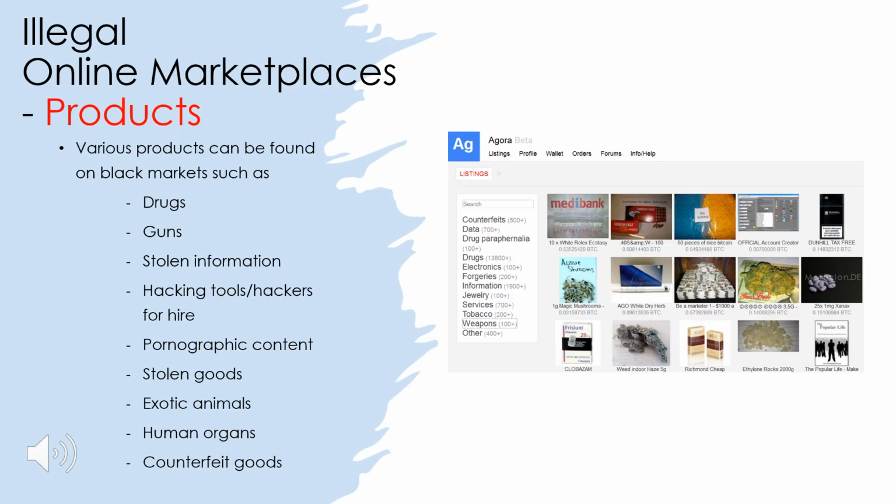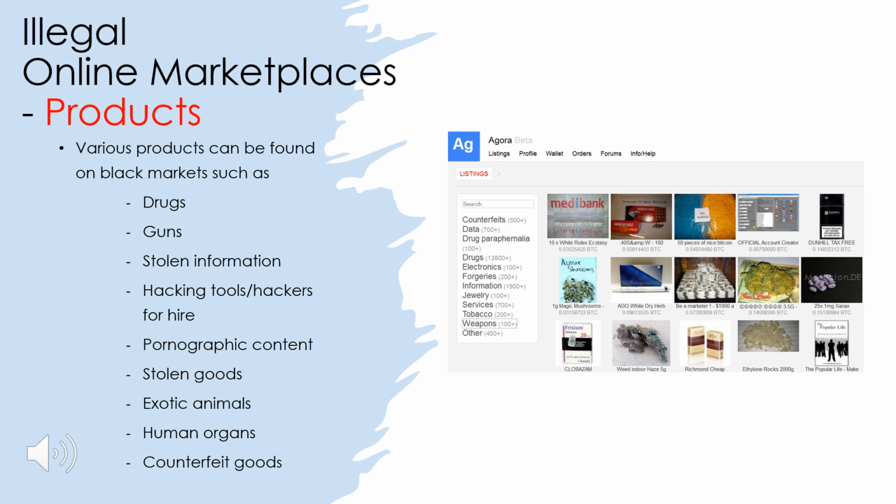Okay, on this slide we are going to be looking at the various products one could find on a black market on the dark web. So basically, on these black markets, you could find things such as drugs, guns, stolen information, stolen data to be more specific, hacking tools, hackers for hire offering their services, pornographic content, stolen goods, exotic animals, human organs, and counterfeit goods.